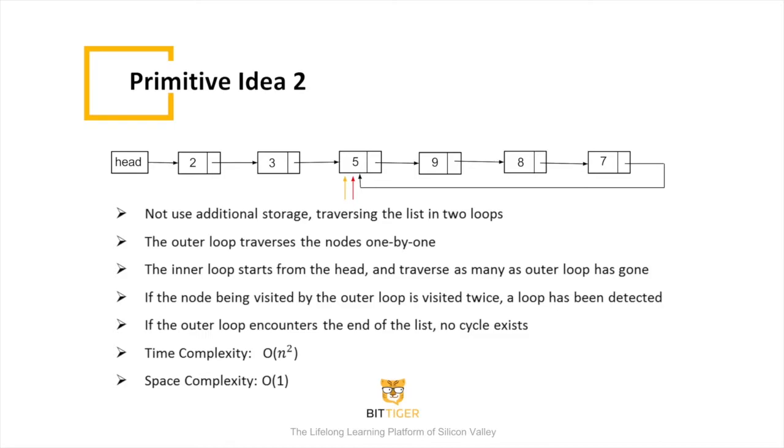In our example here, the red pointer is the outer loop, and the yellow pointer is the inner loop. When the red pointer reaches 5, the yellow pointer will reach 5 more than once. This lets us know that there is a cycle. The time complexity of this is big O of n squared, since we are using 2 loops here. The space complexity is big O of 1, since we just use 2 variables.